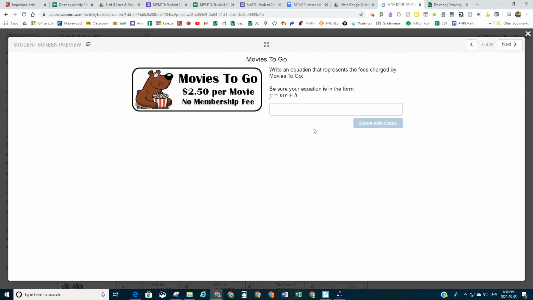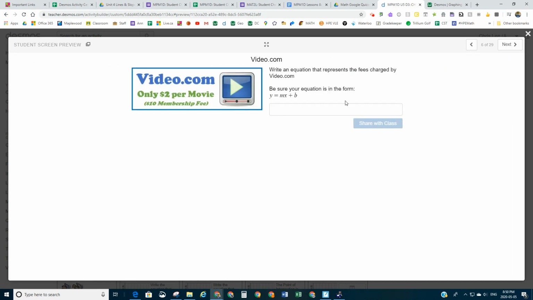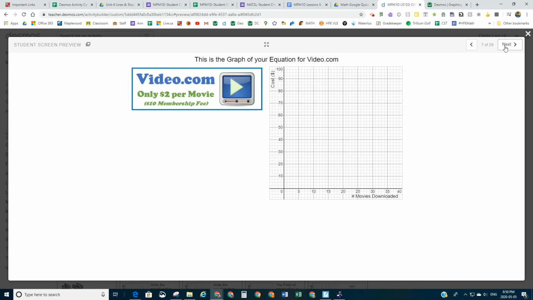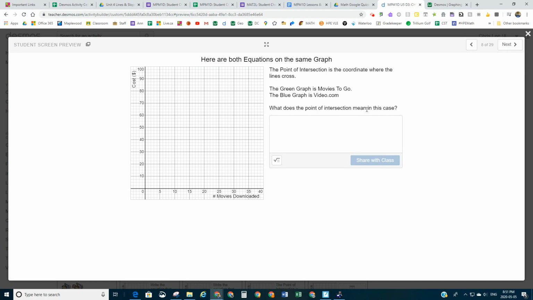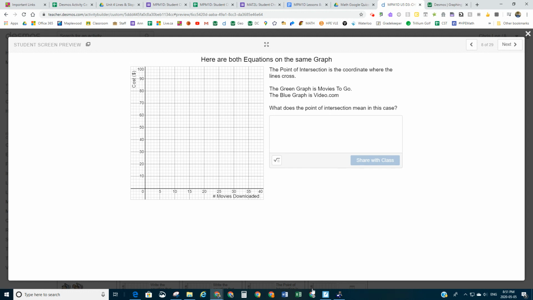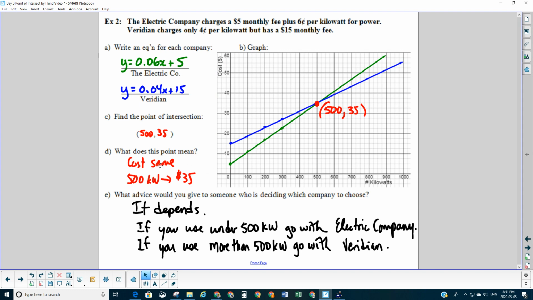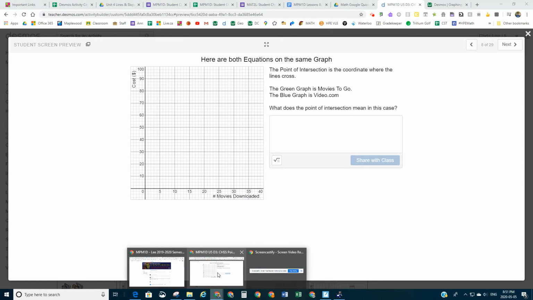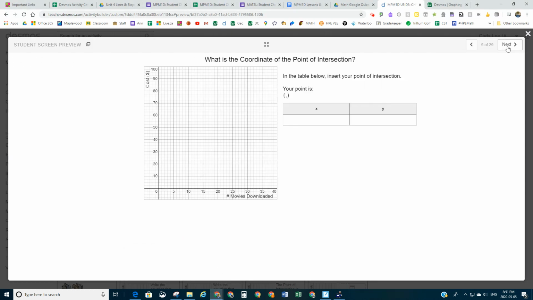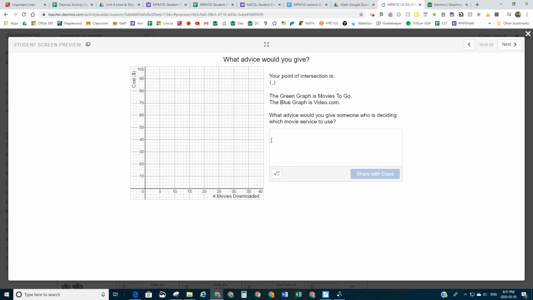So you're going to write your equation in for the first company. It will graph it for you. Okay, you write in your equation for the second company. It will graph it for you. Then the graphs will be on here, and you'll be able to figure out the point of intersection. You see that? It's asking, what does it mean? Just like we did in ours. Remember? All the same questions here. What's the point of intersection? What does it mean? Okay, and then you're going to write that point of intersection right here, and the coordinates will pop up for you. Remember, you can click on it to see what it is.